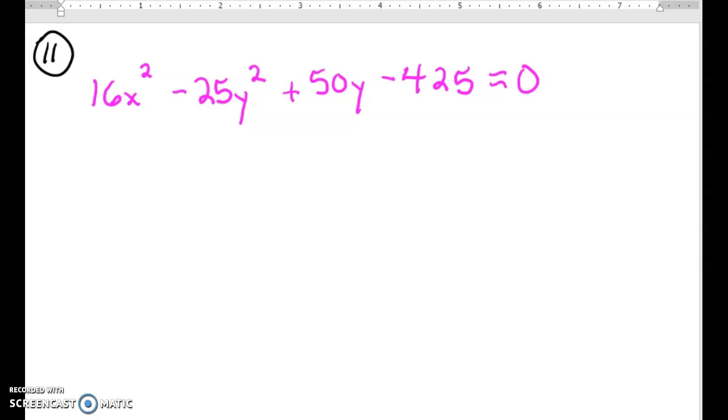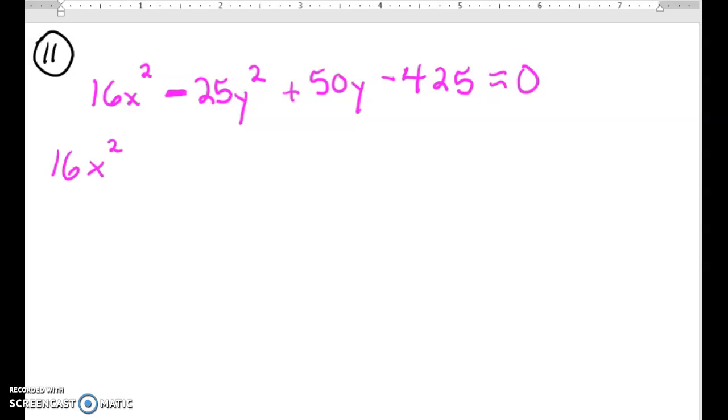This is number 11 from the pre-AP review worksheet for Unit 8. And this one is a hyperbola. We know it's a hyperbola because we have x squared minus y squared. So anytime you're subtracting, that's always going to be a hyperbola, when you subtract your x squared and your y squareds, or vice versa, y squareds minus x squared. So first thing we're going to do is put it into standard form.